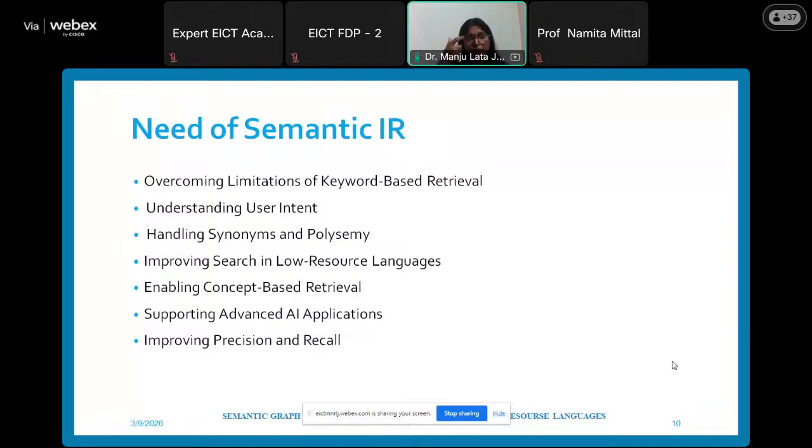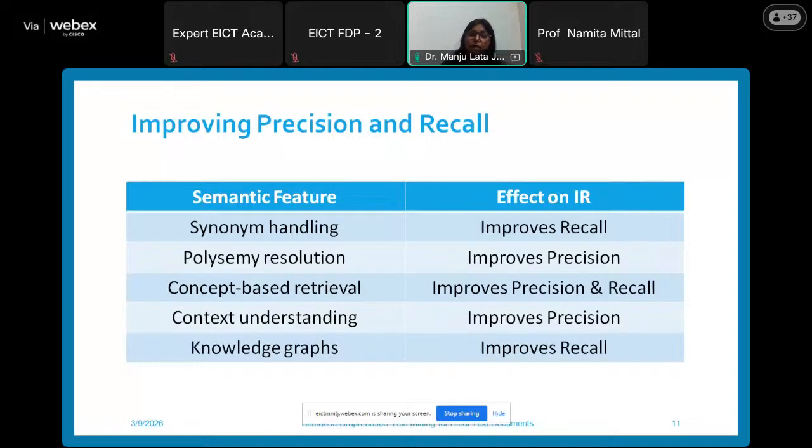Improving precision and recall. What is precision and recall? Precision and recall are evaluation metrics, performance evaluation metrics. We will discuss it later on in detail. But as of now, these are evaluation metrics, and if we are able to involve semantic IR in an enhanced way, then definitely we will be having good precision as well as recall. Again, it is about how semantic IR is basically enhancing this.